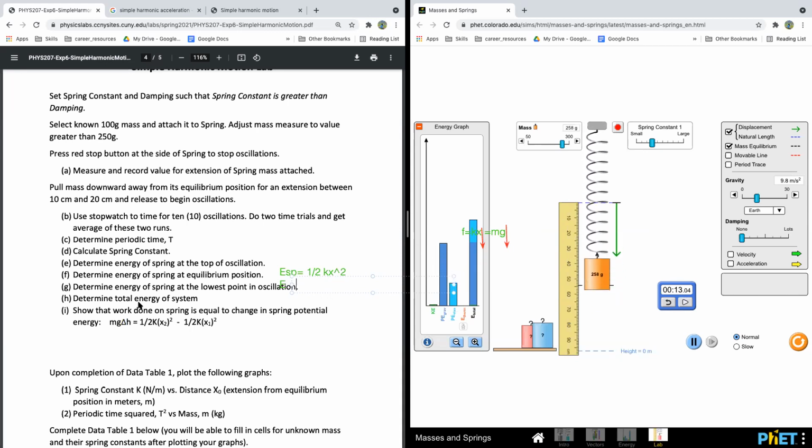And determine the total energy of a system. So in this question, we start by calculating the total energy of a system. As you can see here, because we don't have damping, the total energy is constant. But if we have damping, energy turns to thermal, so the energy will be decreasing.